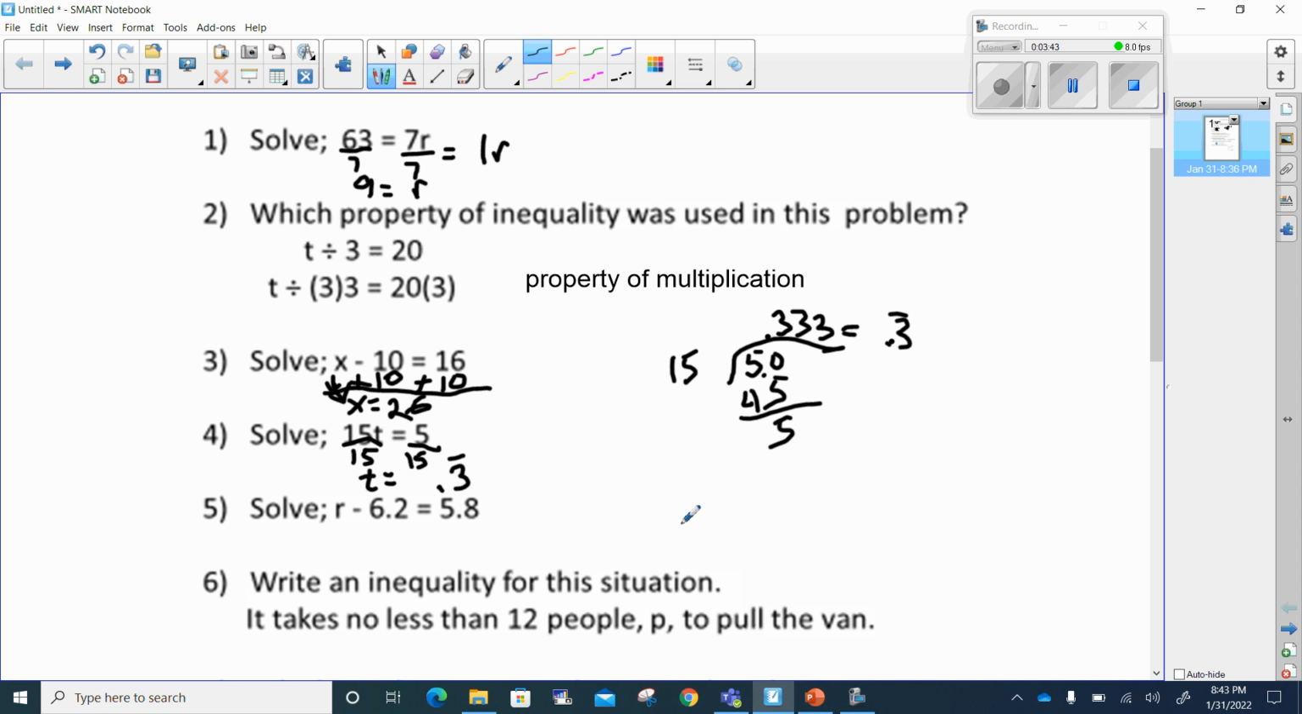As a fraction, you could just say if this is 5 over 15, you could divide both the top and the bottom by 5. And 5 divided by 5 is 1, and 15 divided by 5 is 3. And so you could have 0.3 repeating, or you can simply leave it as 1/3.